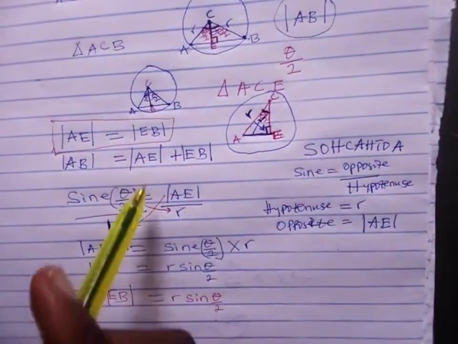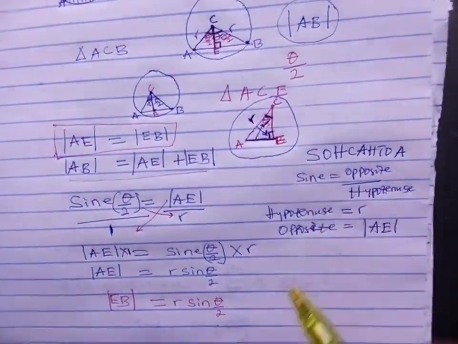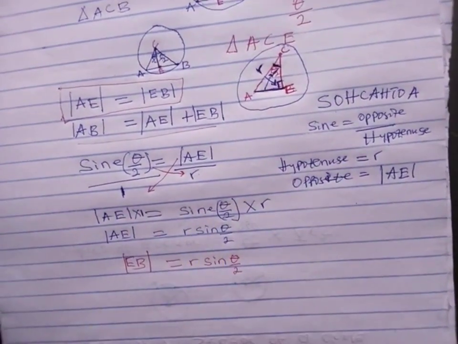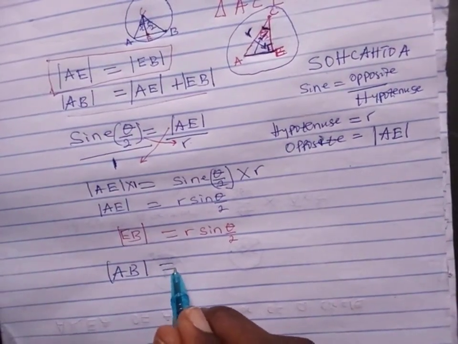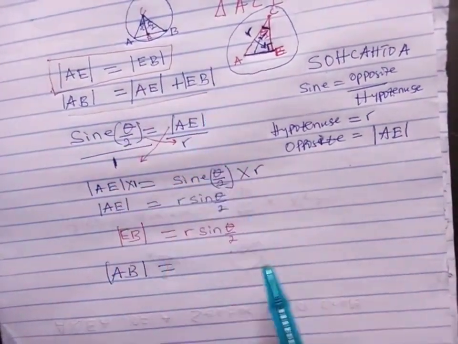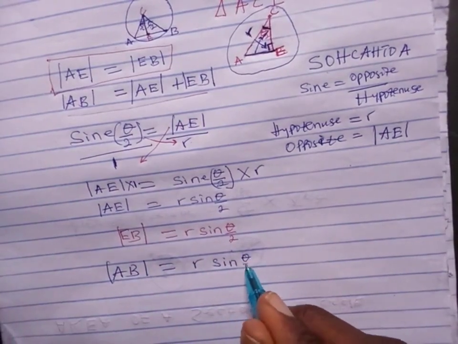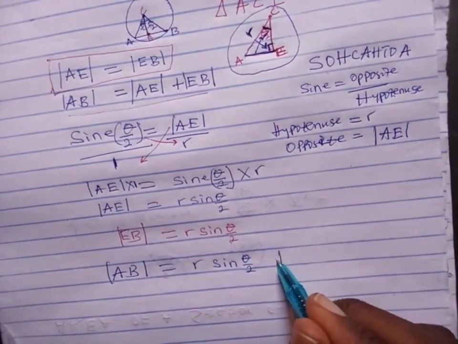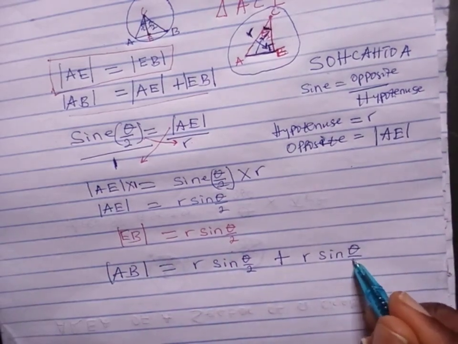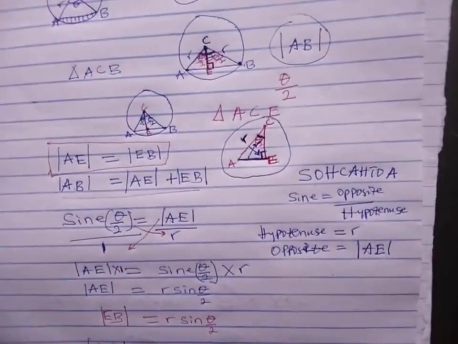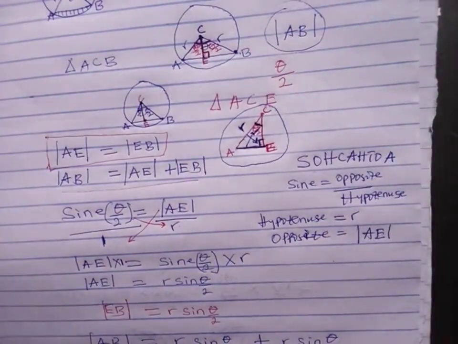Now let's add them up. It therefore means that the length of the chord AB will be equal to AE plus EB. So this is our AE, that is R sine theta all over 2, plus EB. My EB is still R sine theta over 2. Why? Because they are equal. They are equal because this very line is a perpendicular line that bisects this line into 2 equal parts.